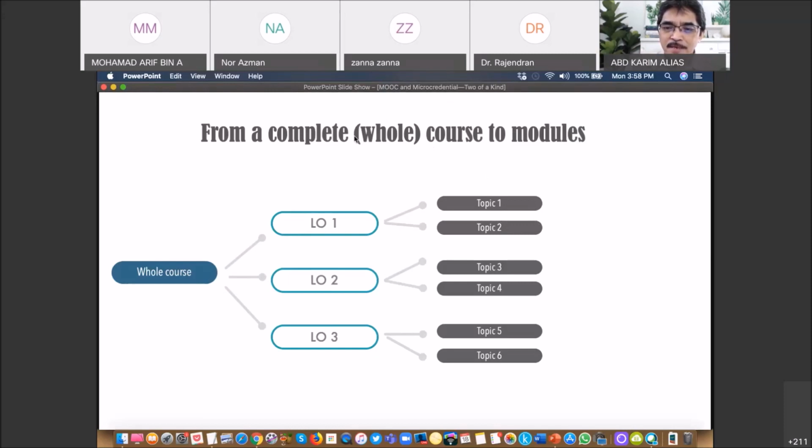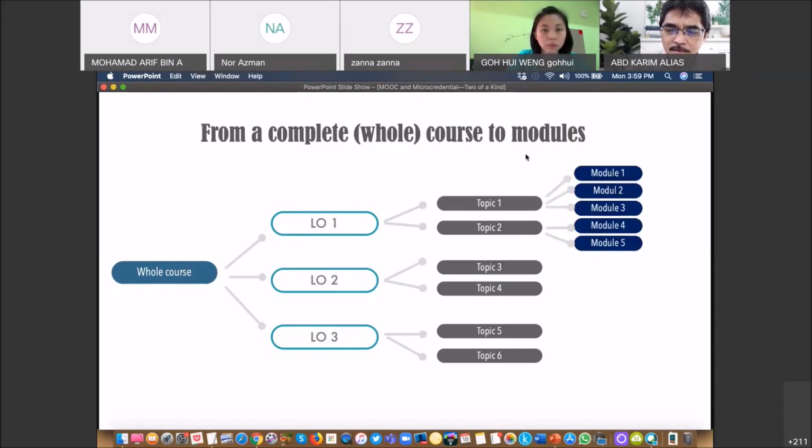Okay, so in fact, you can take one topic out and do it as a MOOC. In micro-credential, you can also take one topic out and chunk the content into a smaller module or even sub-module. So in micro-credential, we come from the whole course, go through the learning outcome and topic, and break it down to the smallest unit. The smallest unit that you can develop as an online module is around 1 hour or half an hour, or even 2 hours if you cannot make it in 1 hour.